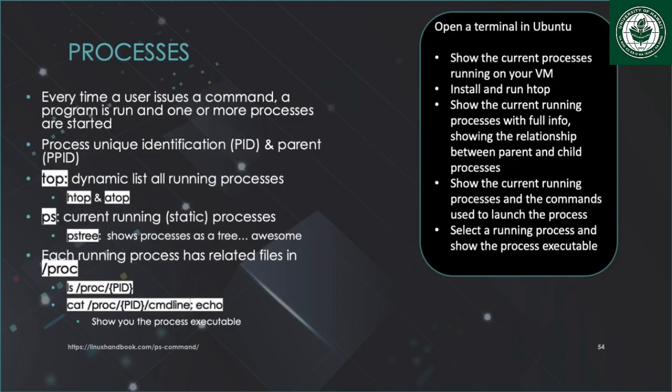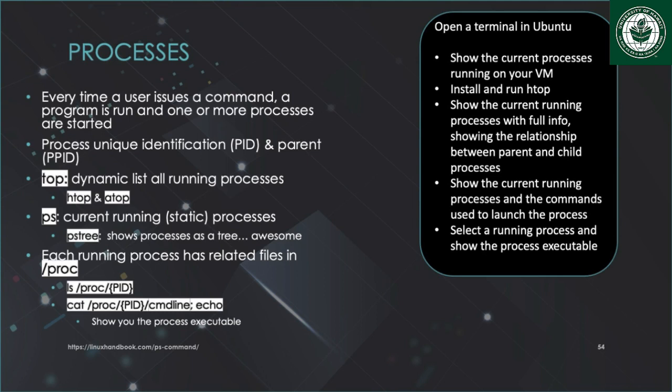So we've talked about processes a little. Every time a user runs a command, a program is run and one or more processes are started. Now each process is given a unique ID called a PID, process ID, and likely a parent ID, a PPID. Now you can show the current processes by running the top command, which provides a changing dynamic list of running processes. And it's a fine command, but I recommend you install the htop program and look at running processes to see how that's shown a little bit differently, same information.